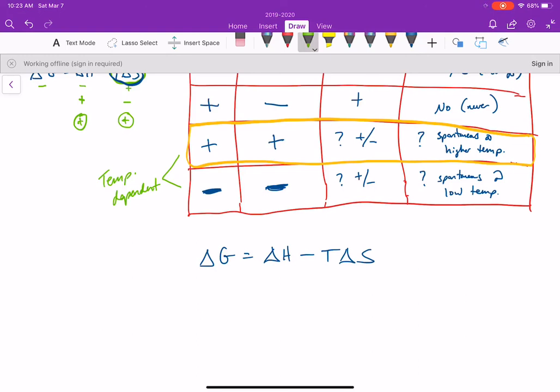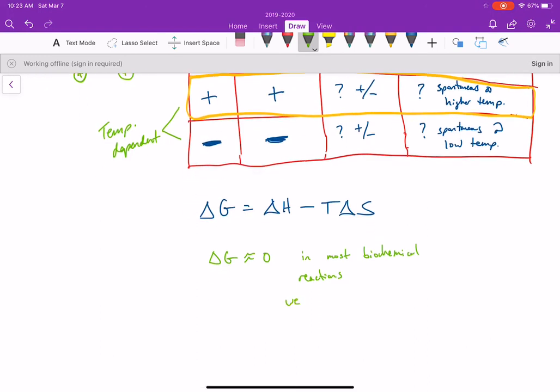So last thing I'll say is, what if delta G is approximately 0? What does that mean? Well, it means it's not really spontaneous one way or the other, and it could sort of go either way. So what I will say is delta G equals approximately 0 in most biochemical reactions. Right? Because we want those reversible.